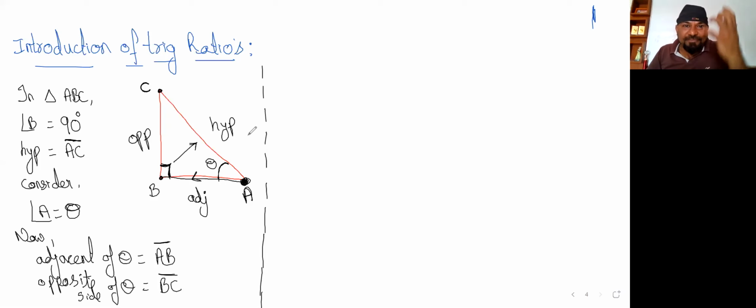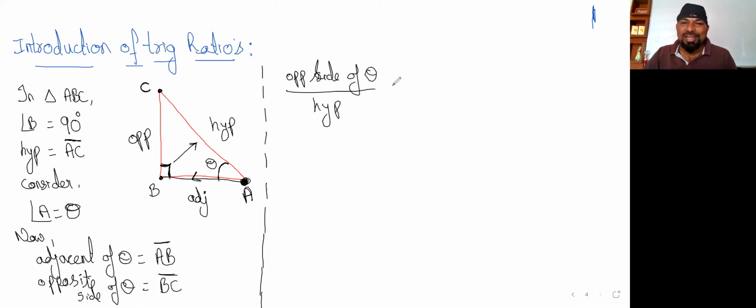If you consider the relation between the opposite side of theta divided by the hypotenuse, that is, if you take the opposite side of theta as the numerator and the hypotenuse as the denominator, the relation between those two, we call it in trigonometry.